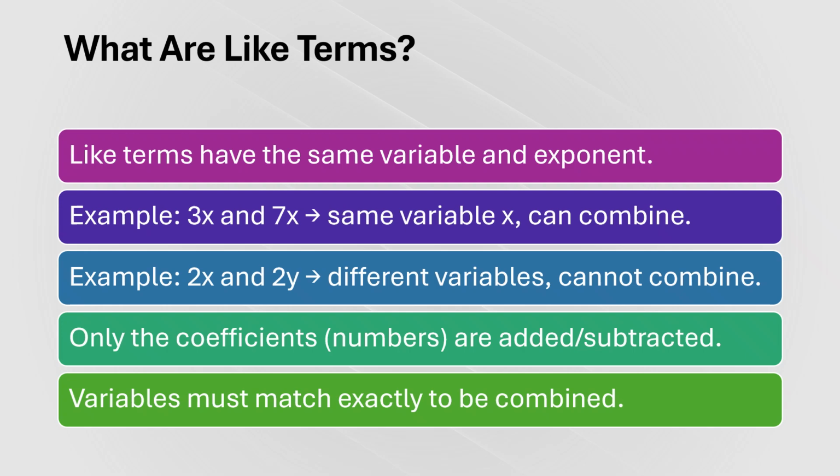When combining like terms, we only add or subtract the coefficients. The variables stay the same. Always check carefully that both the variable and the exponent match before combining.